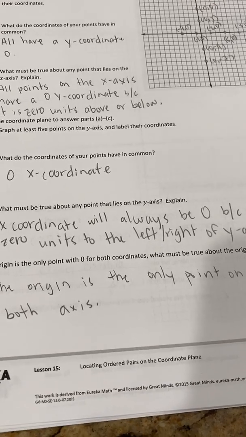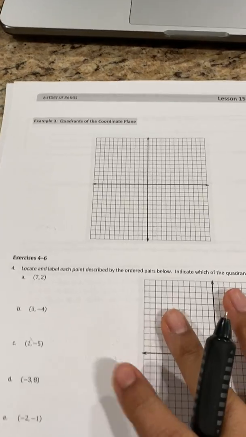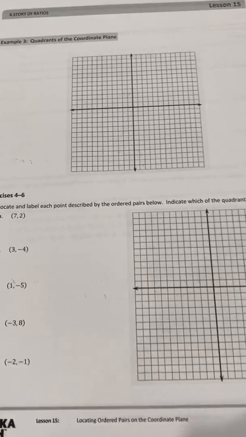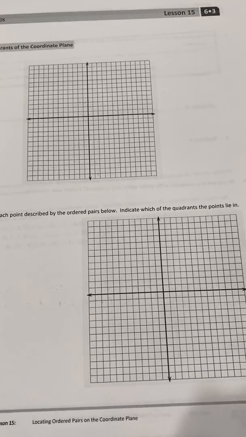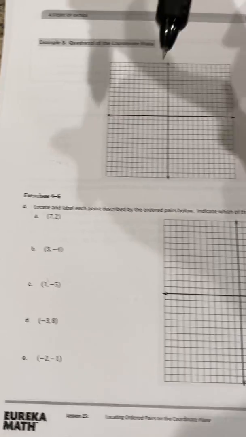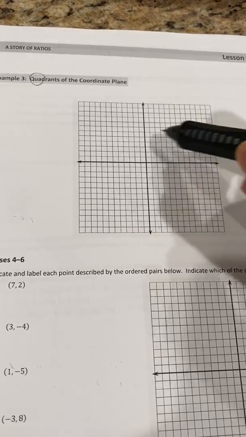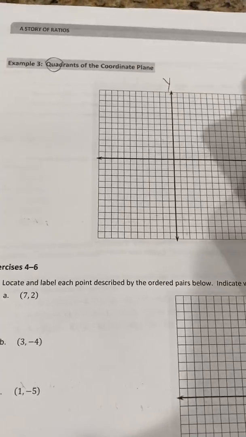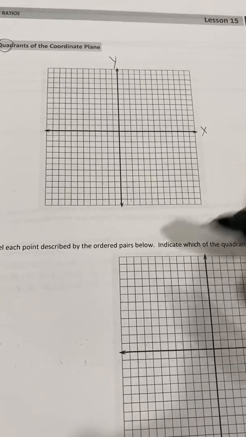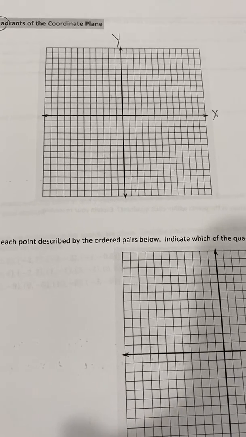Now let's look at example 3 here. Quadrants of the coordinate plane. The x and y axis divide the coordinate plane into 4 regions called quadrants. Why are they called quadrants? The word quad means 4. So there are 4 quadrants on a coordinate plane. The y-axis crossing with the x-axis will create these 4 quadrants. That's why they're called quadrants, because they're split into 4 sections.